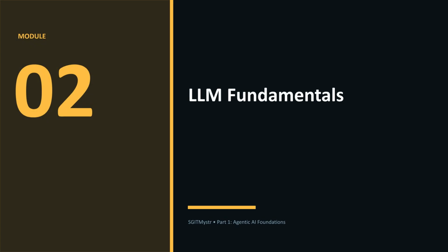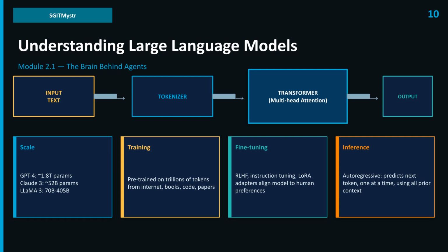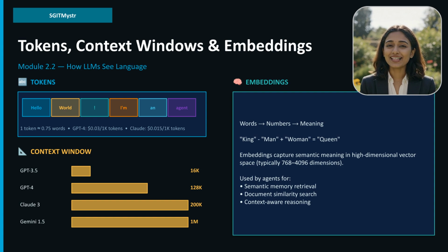Module 2 focuses on LLM Fundamentals. We will discuss tokens, embeddings, context windows, and prompt engineering, the intelligence engine powering every AI agent. Large language models process information in a pipeline. Input text is tokenized, processed by the transformer using multi-head attention, and generates an output. These models are scaled, trained on massive data, fine-tuned to align with human preferences, and use autoregressive inference to predict the next token.